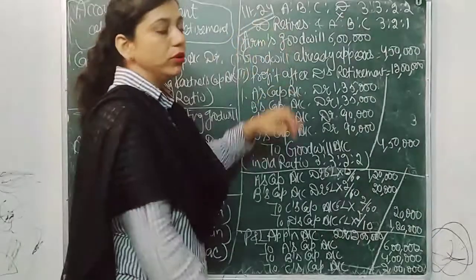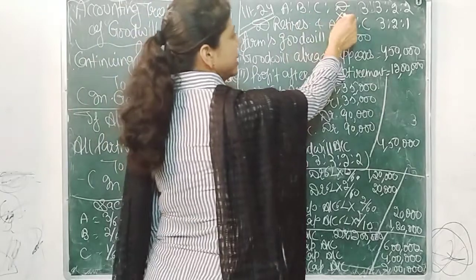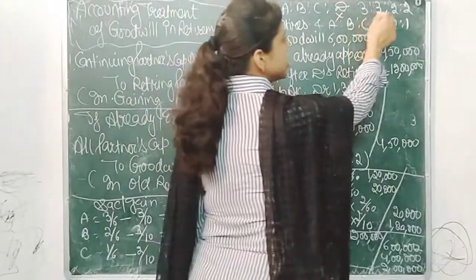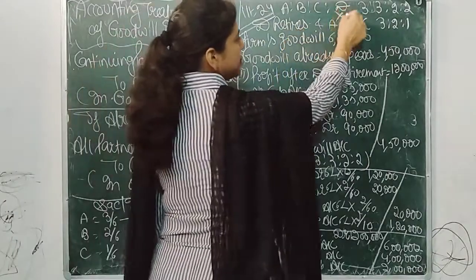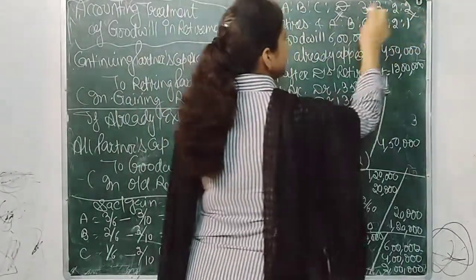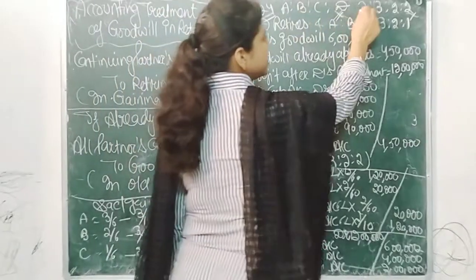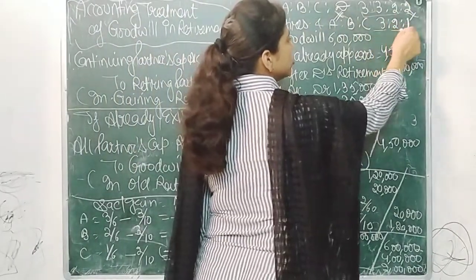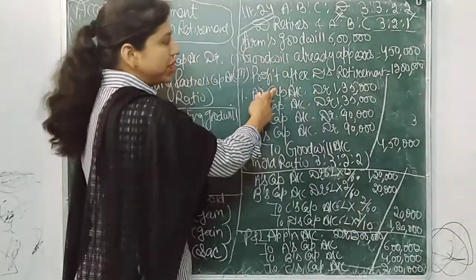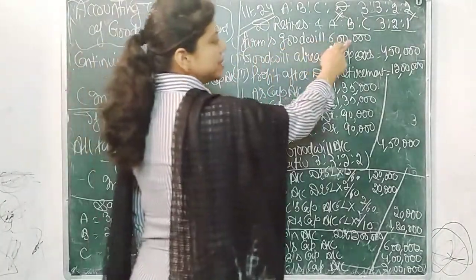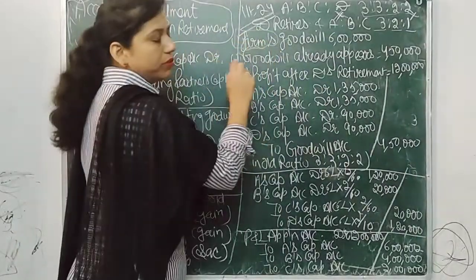Illustration number 24. For example, there are four partners A, B, C and D. Their old ratio is 3:3:2:2 and D retires. So the new ratio given in the question between A, B and C is 3:2:1. These three pieces of information are also given in the question. Firm's goodwill is 6 lakh. Keep it in mind, we must have the firm's goodwill.